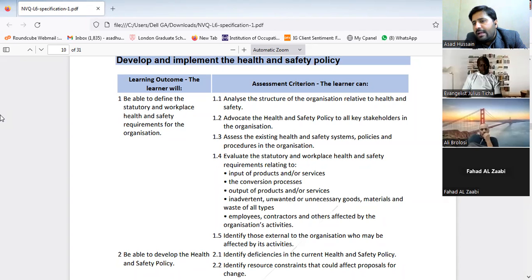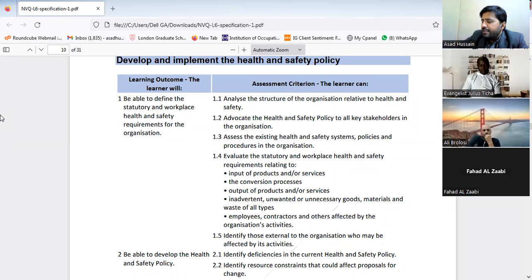All of you know very well that in the induction, the first thing we discuss with new workers is the health and safety policy. So you have to communicate that information in any form, like training sessions, meeting minutes, etc.